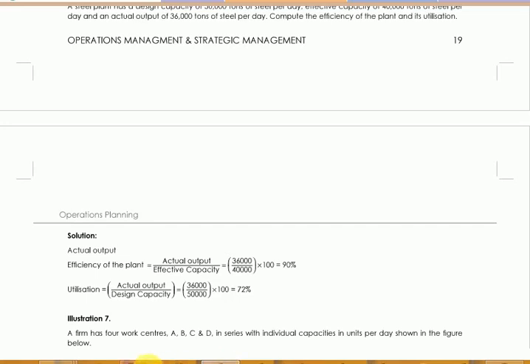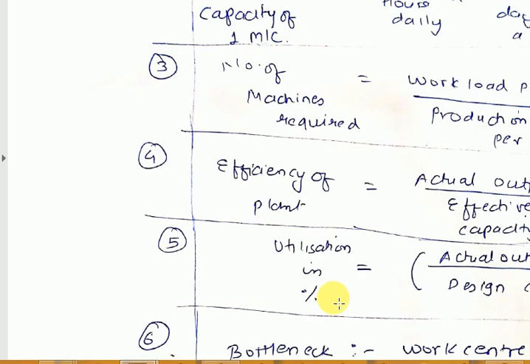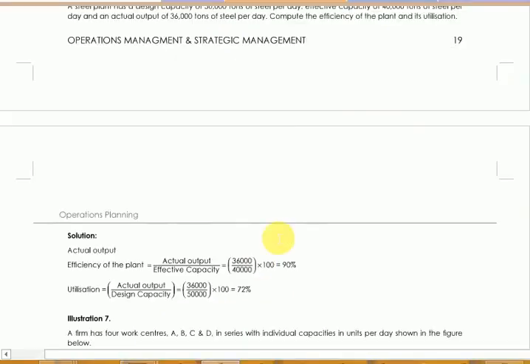Now coming to the utilization part, again if we refer to the list of formulas, formula number 5 goes like this: utilization percentage is equal to actual output upon design capacity into 100. We have both the things, we just have to put the values and get the answer. The actual output is given to us as 36,000. It is given in the question. If you refer to the question, it is given to you as 36,000, and the design capacity is given to you as 50,000. So if we divide both, we get the utilization percentage as 72%.